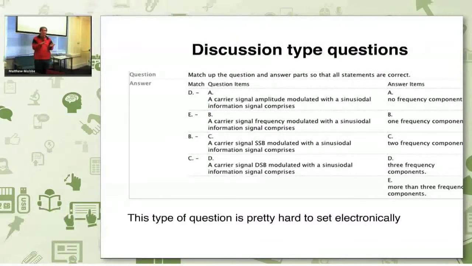One of the problems that we have with this, of course, is that discussion type questions are open-ended questions. This is an example of one way we've tried to do this. This is a matching style of question that Blackboard allows you to do. Essentially, you've got four different statements here, and then you have to choose which ending of each statement matches up.